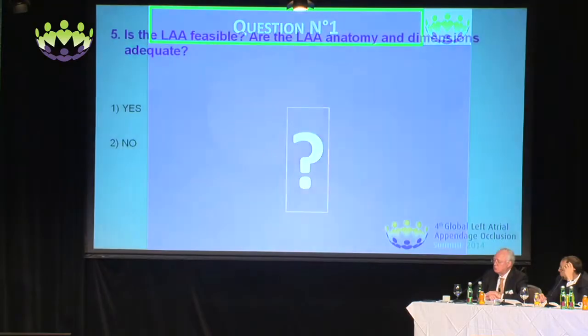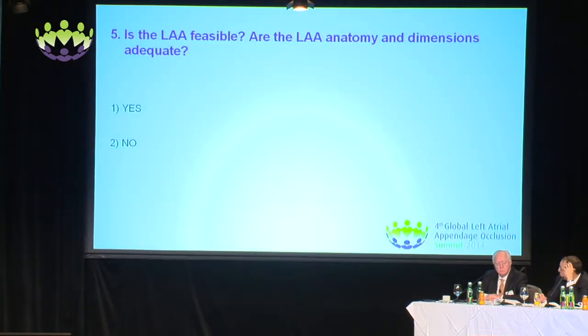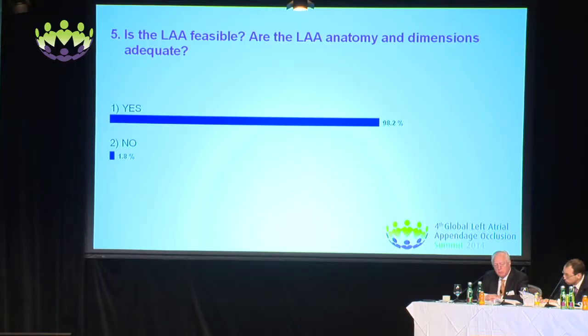The first question is if, in your opinion, on the basis of the anatomy and the dimension of the pre-screening patient evaluation, is the patient suitable for the LAA exclusion? Yes or no? The question is if this anatomy is suitable for LAA occlusion. Yes.